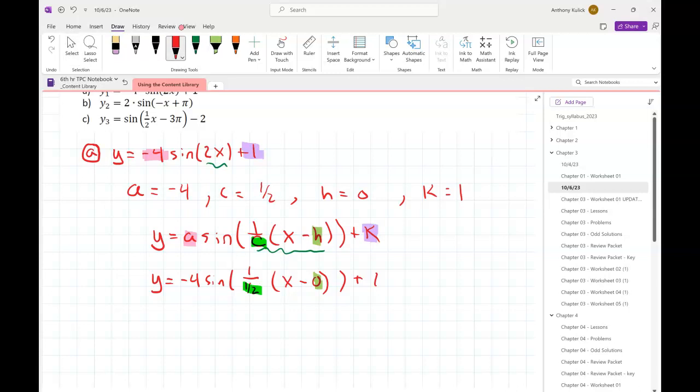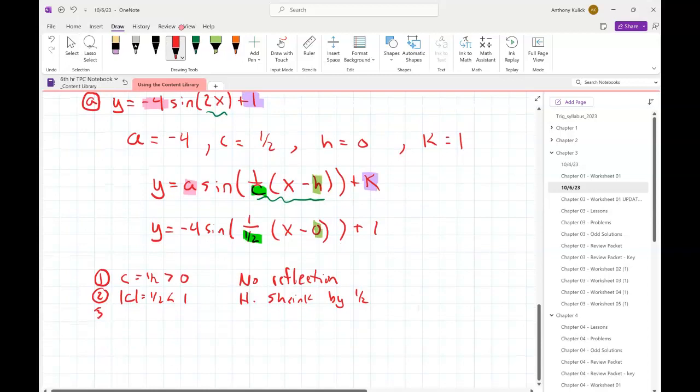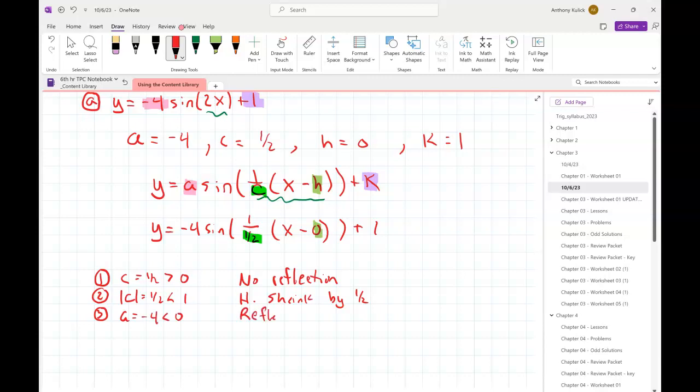All right, so let's describe the transformation in words. Since C is positive, we have no reflection on the y-axis. Since the absolute value of C is less than 1, we have a horizontal shrink by a factor of 1/2. Since A is negative, we have a reflection across the x-axis.